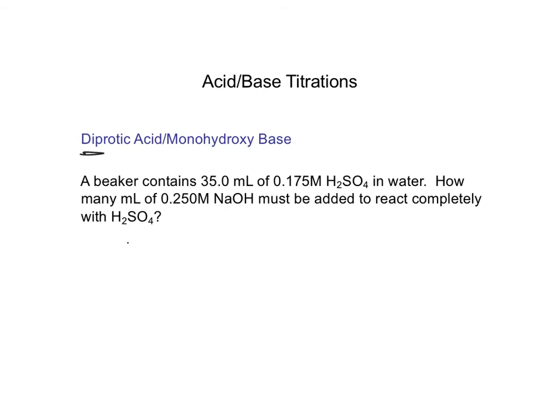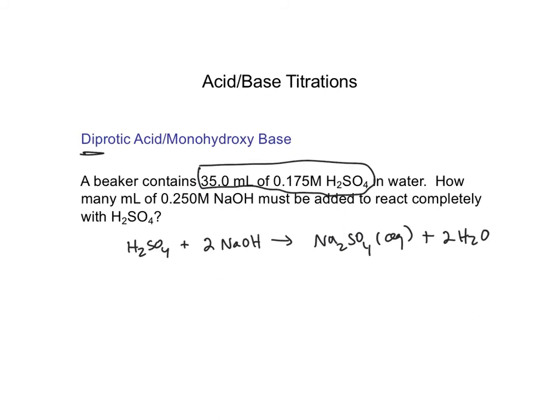Let's write the balanced chemical equation here. You got H2SO4, leaving off the phases here, plus 2 sodium hydroxides. I got 2 H pluses, so I'm going to need 2 OH minuses. That's why I put the 2 in there. So this is going to form sodium sulfate aqueous plus 2 H2O.